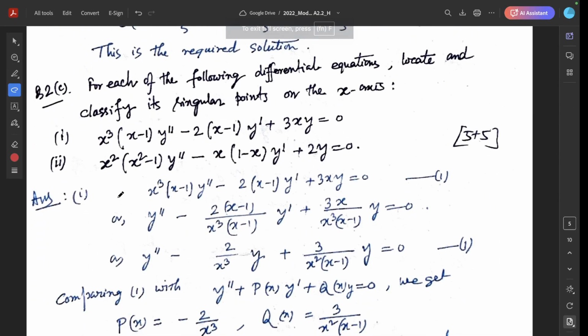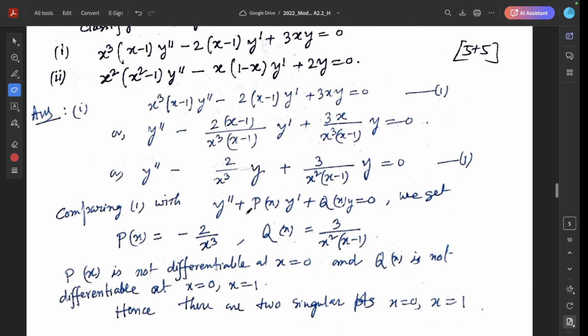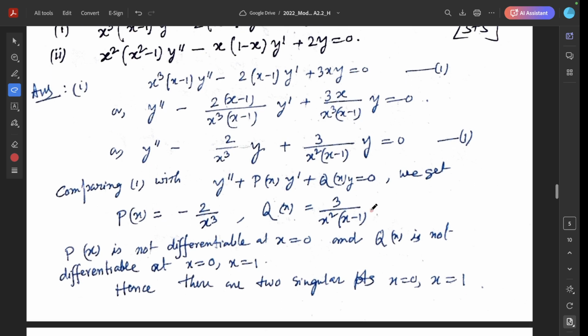Now, for this first differential equation, we write y double dash minus 2 by x cube y dash plus 3 by x square into (x minus 1) into y. Comparing with the standard form y double dash plus p(x) y dash plus q(x) y equal to 0, we get p(x) equal to minus 2 by x cube, and q(x) equal to 3 by x square into (x minus 1).